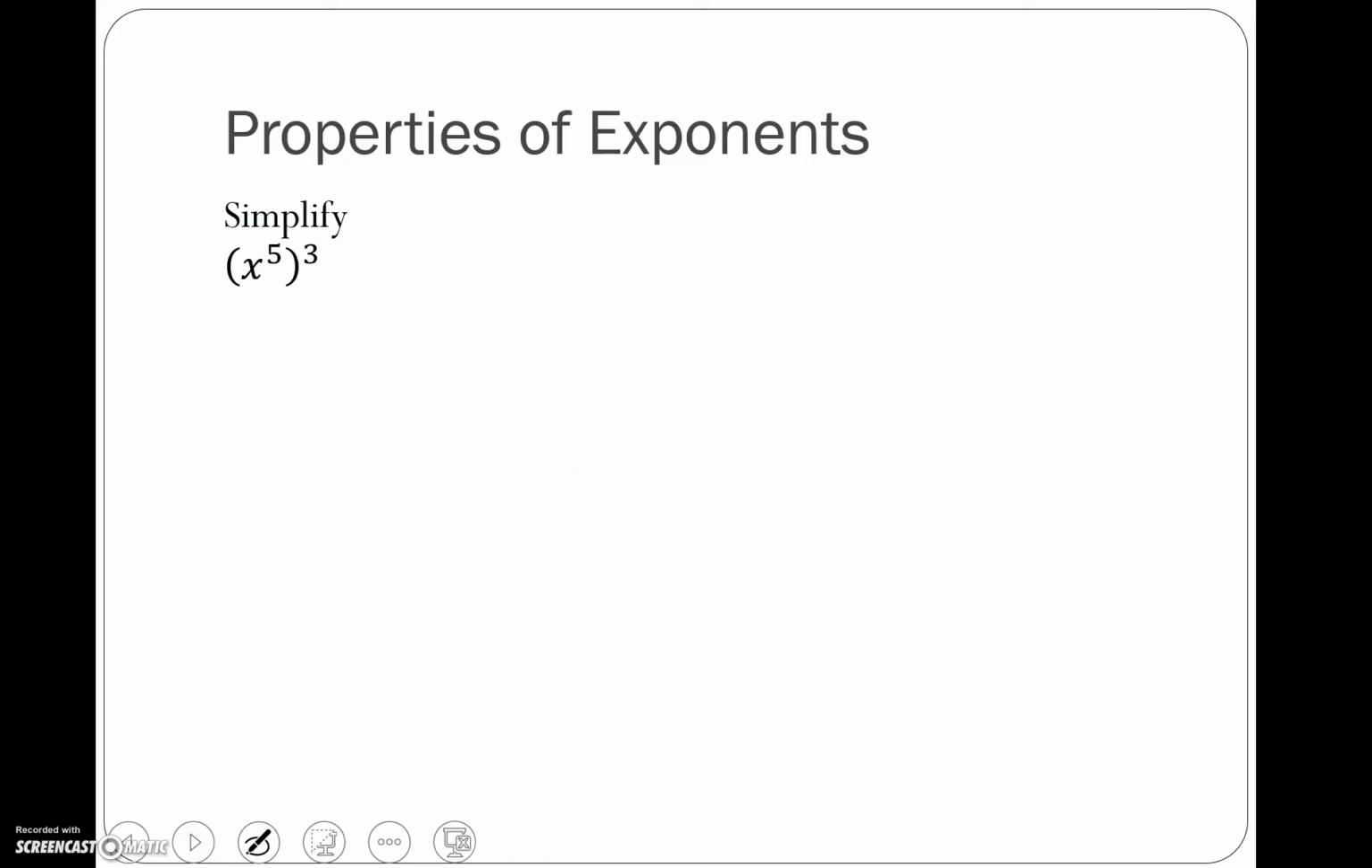So now let's look at a different example here. I have x to the 5th in parentheses, and on the outside I have this to the 3rd power. So let's break this down a little bit further. I have this 3 on the outside. What that means is I'm taking x to the 5th and I'm multiplying it by itself 3 times. So I'm rewriting it as x to the 5th times x to the 5th times x to the 5th. Well, we just learned that if I have these being multiplied, we can take those exponents and add them together. So really, I can do 5 plus 5 plus 5.